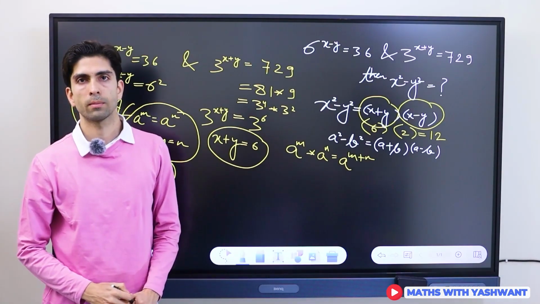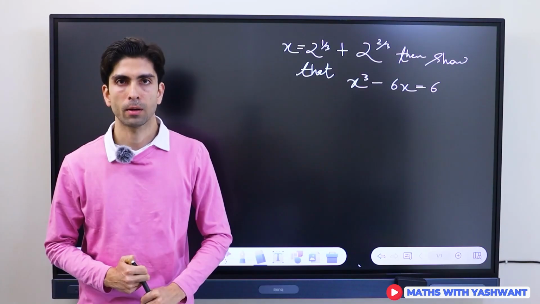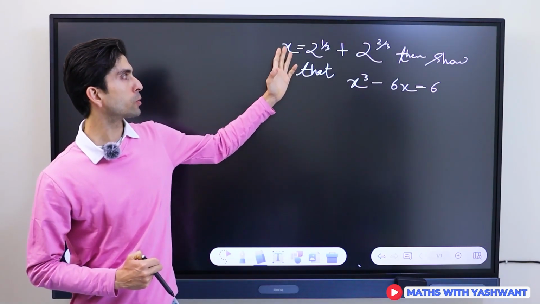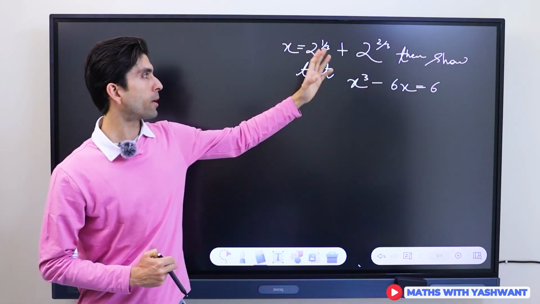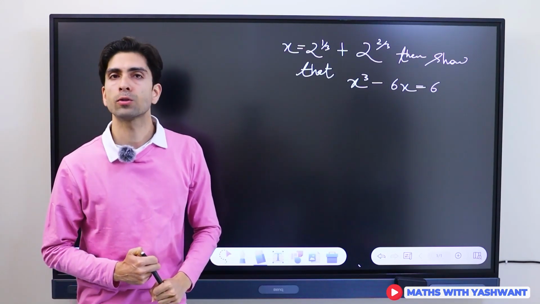Hope you understand this. So coming back to the second question of our today's session, we have x is equals to 2 to the power 1 by 3 plus 2 to the power 2 by 3. Then show that x cubed minus 6x is equals to 6.